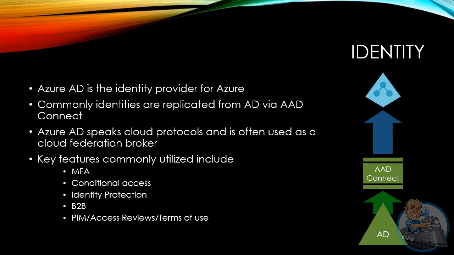I mentioned B2B, inviting guests to collaborate. And then things like privileged identity management, I have to elevate up to do certain roles to access certain types of objects, access reviews based on application access, group membership, roles. And I can do those myself, I can delegate it, or I can do self-service reviews. Ask people to say, hey, do you still need this? Terms of use. You need to agree to this before you can use this application, use this service. So the identity is really that cornerstone, that first thing we need to get in place.